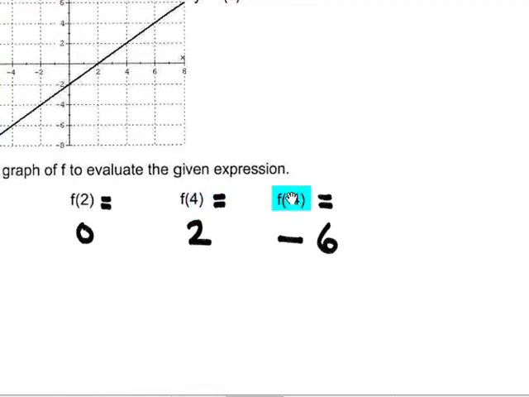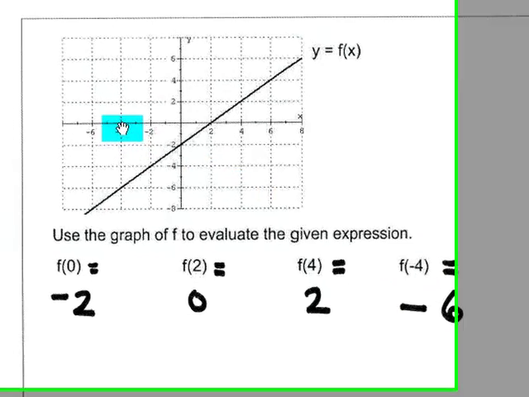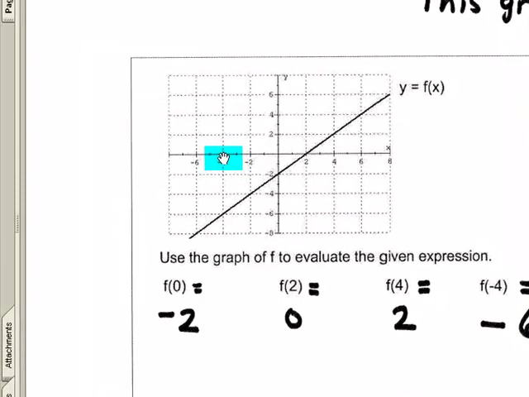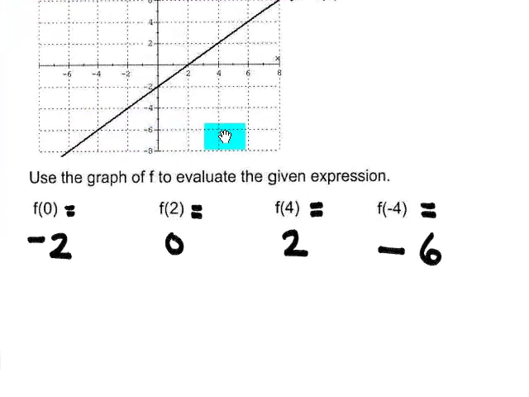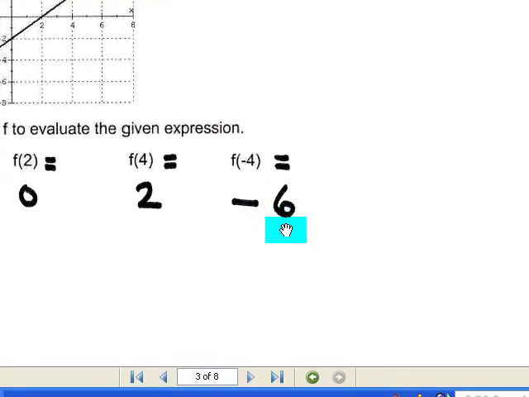Last question, same concept. F of -4. -4 is an input value, which means it's x. So I find -4 on the x-axis. And notice this time to find my graph I need to move down. And when I move down I hit it at the -6 level. Therefore f of -4 is -6.